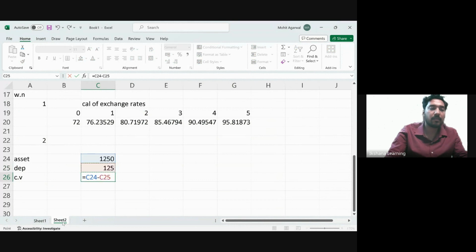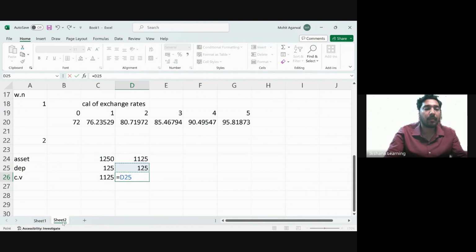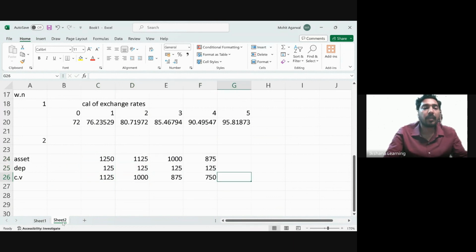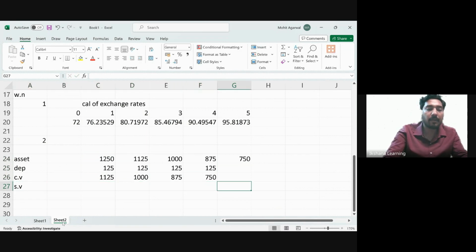This minus this. You will run this, right? Till 4 years, this will work. But remember, in the final year, you will not charge depreciation. Instead, they have given you scrap value in the final year, 500 million pesos.